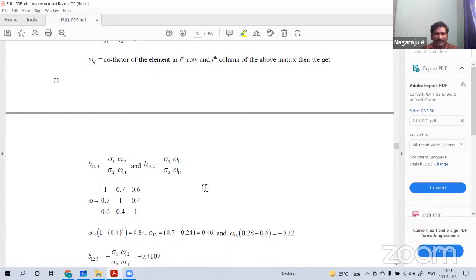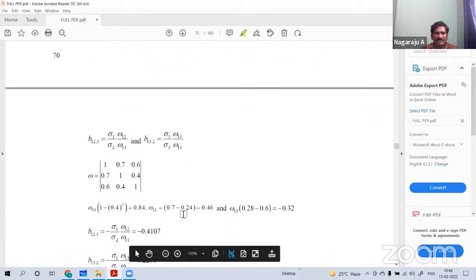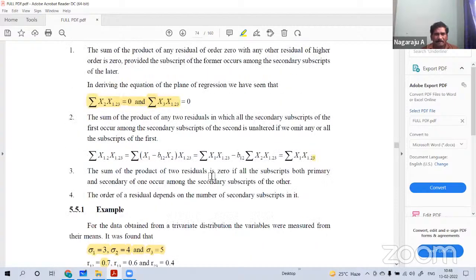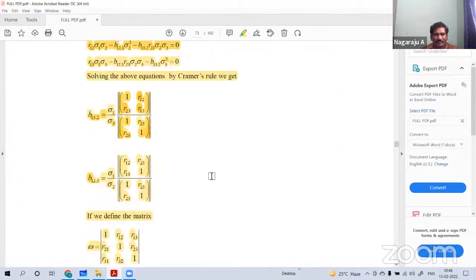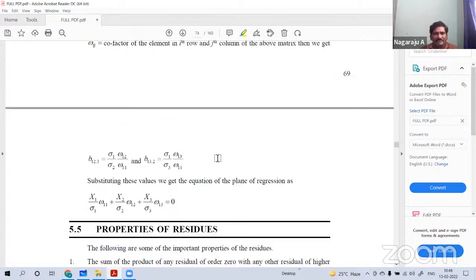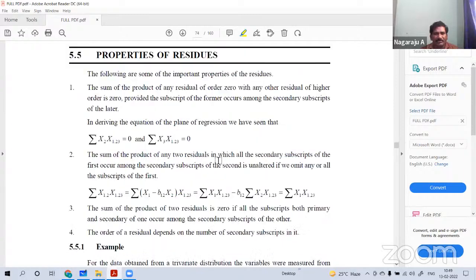Next, I will calculate W11, W12, W13. W11, what is the formula we have? Here we have this formula. This is a determinant: 1 into R13 minus R23 of R11, in the numerator part. So I will calculate this with the W1 value and W2 value.